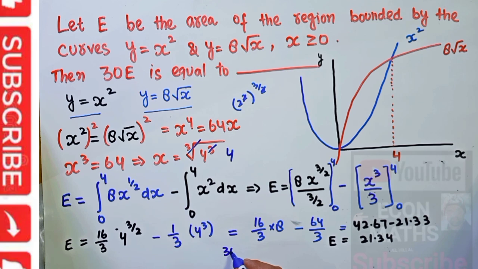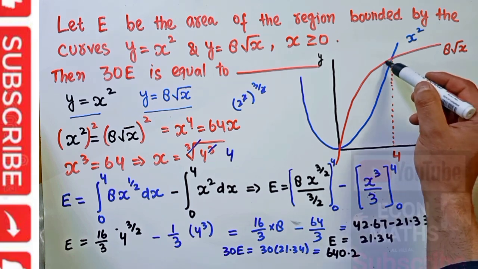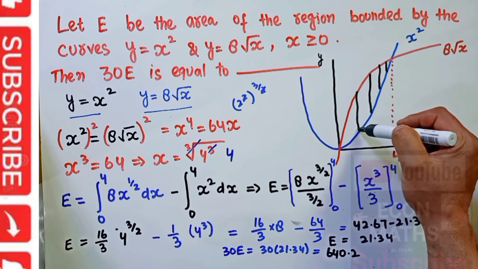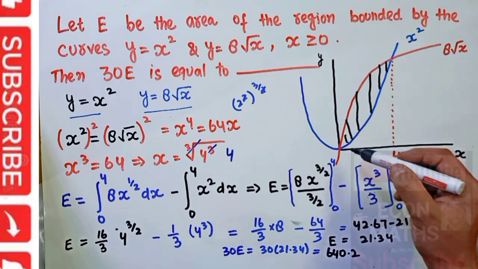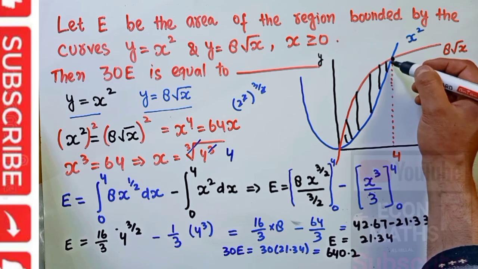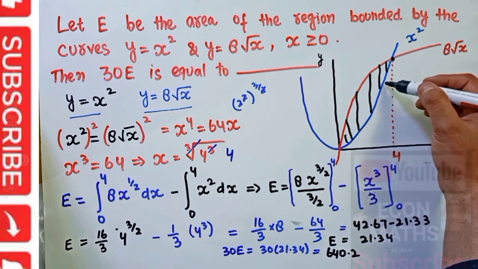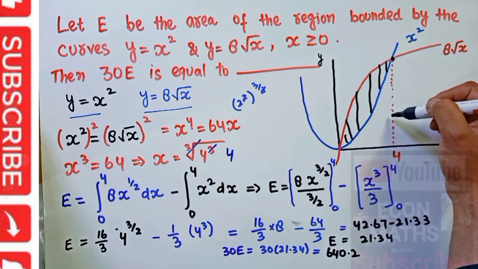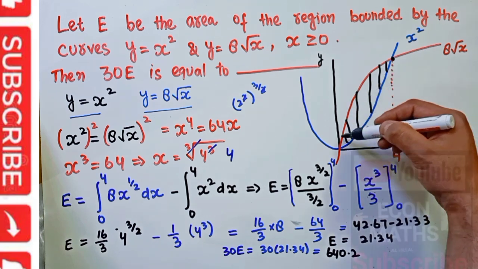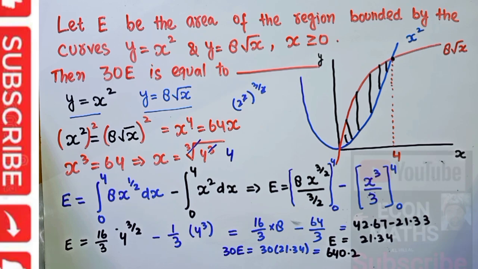So our 30E will be equal to 30 times the value of E, which is 21.34, which comes out to be 640.2. This is how we find the area bounded by two curves. We were told to find out this very area. What we did, first we found out the area of this whole region. From this we subtract the area which is below this blue curve, and the area which is left will be this very area which is bounded by these two curves.